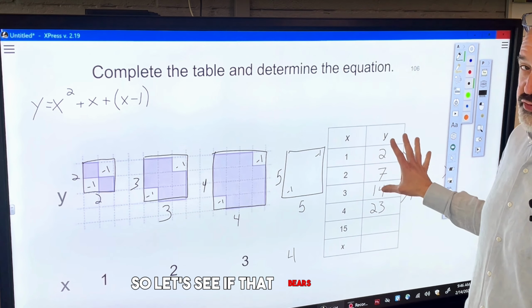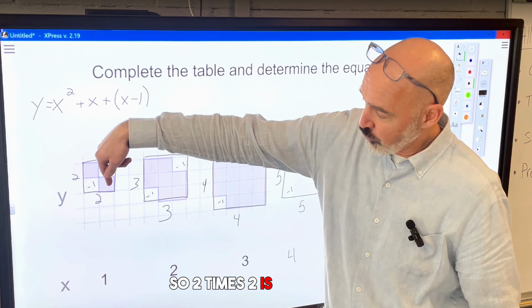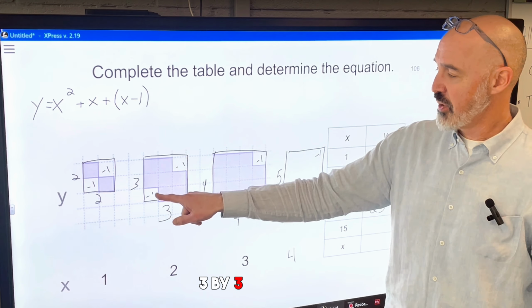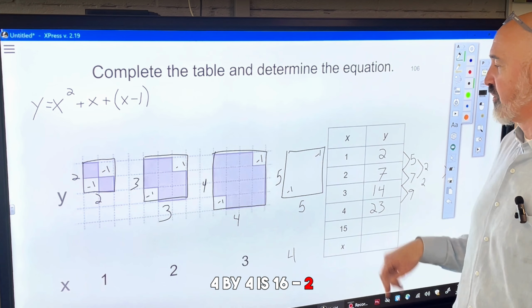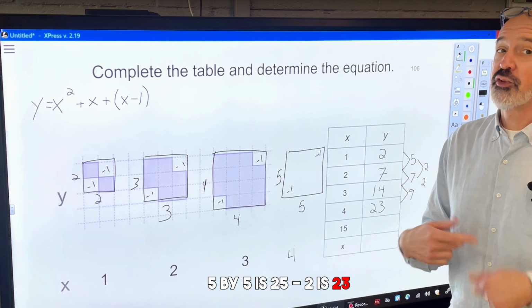So let's see if that bears out with our previous information here. So 2 times 2 is 4 for the area, but minus 2, 4 minus 2, that's 2. 3 by 3 is 9, minus 2 is 7. 4 by 4 is 16, minus 2 is 14. 5 by 5 is 25, minus 2 is 23, so it works.